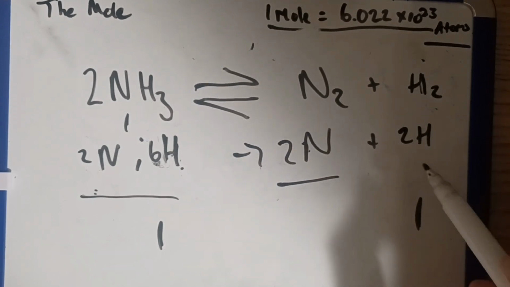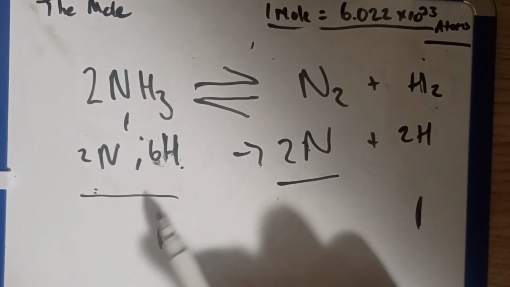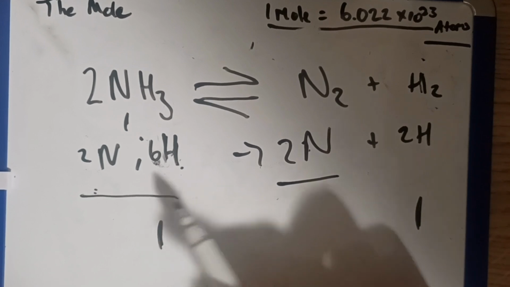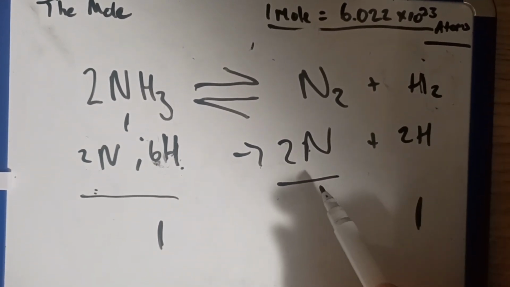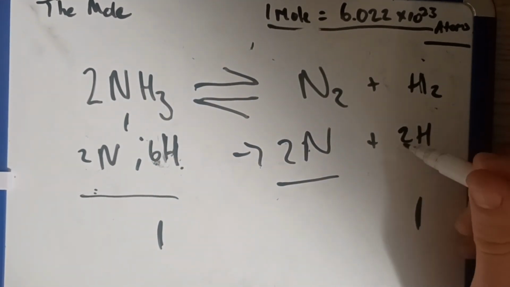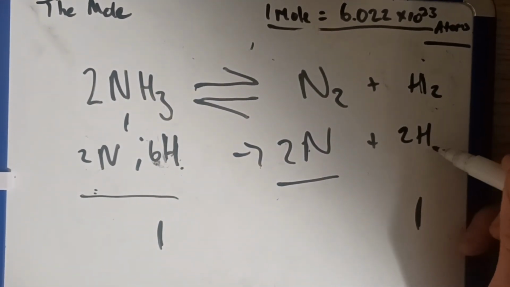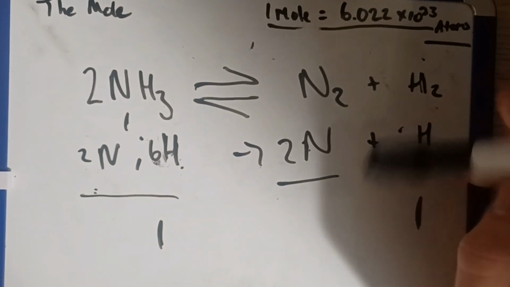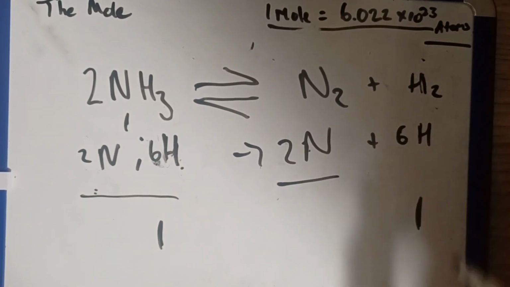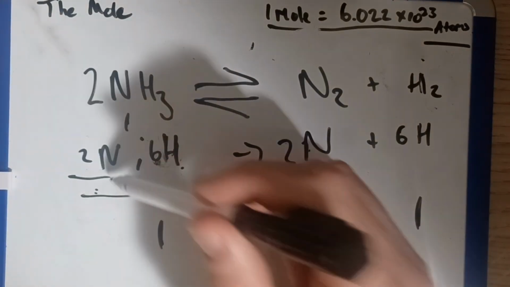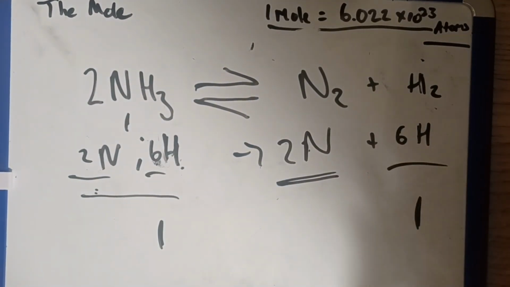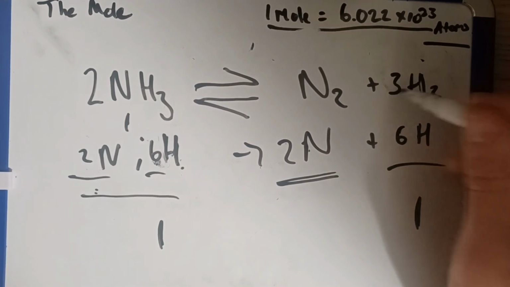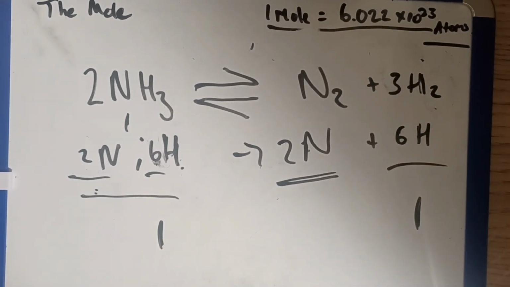So we can increase this one to match our product, what we need. We can increase this without it affecting this. So all we can do is simply times this up by 3 to give us 6 hydrogens. And now look, we have 2 nitrogens, 6 hydrogens, 2 nitrogens, 6 hydrogens. We have a balanced equation.